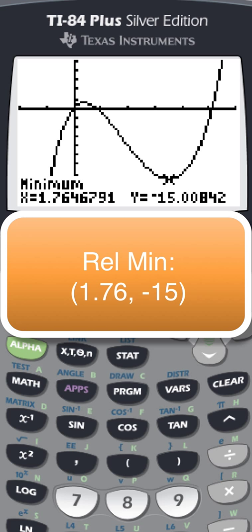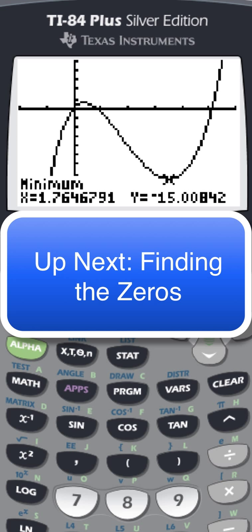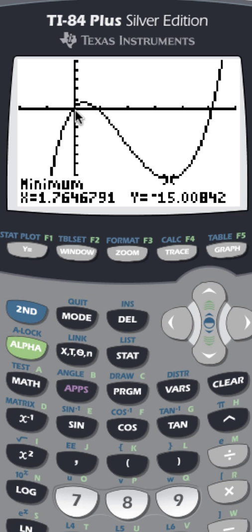So that's pretty cool. So we found a max and a min. Now to find the zeros, that's what we're going to get after next, and there are 3 of them in our graph here. Now I know one of them's right around here. It almost looks like it could be at 0, but it's probably not quite there. So there's one here, and one over here.